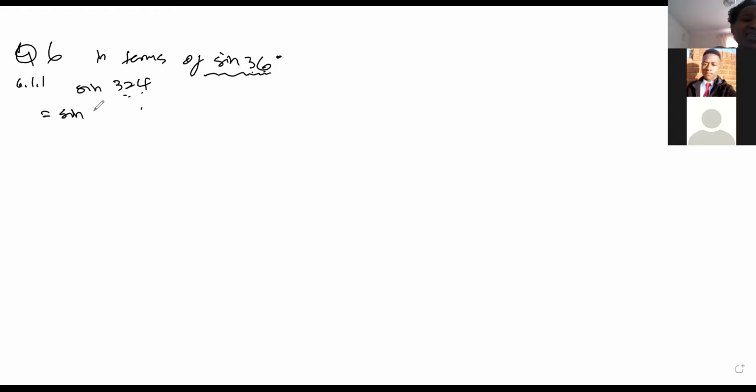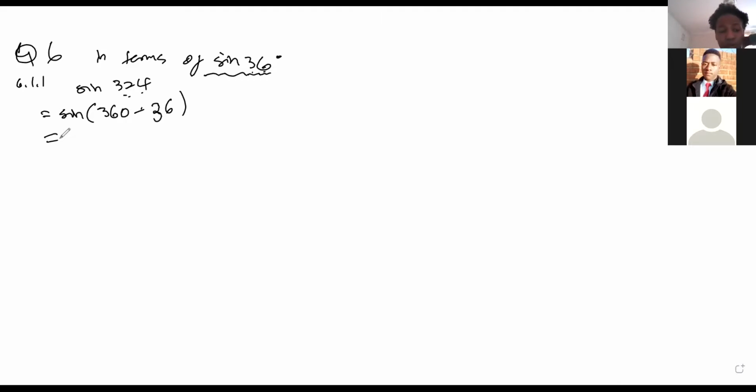324 is the same as, if we subtract 324 from 360, we get 36. That means 324 is actually 360 minus 36. I didn't do anything, I just rewrote the 324. So 324 is the same as 360 minus 36. And then sine of 360 minus 36.